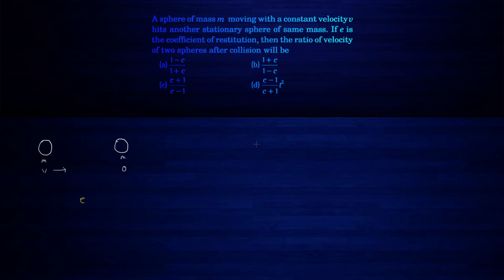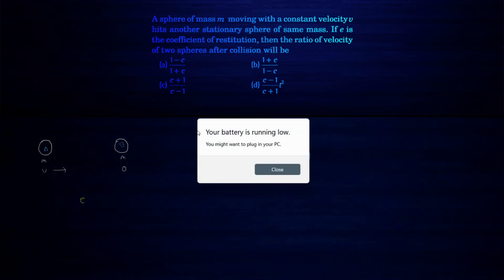So let after the collision, this be the situation. This is A, this is B. Let velocity of A be v1, velocity of B be v2. This is of mass m, this is of mass m.